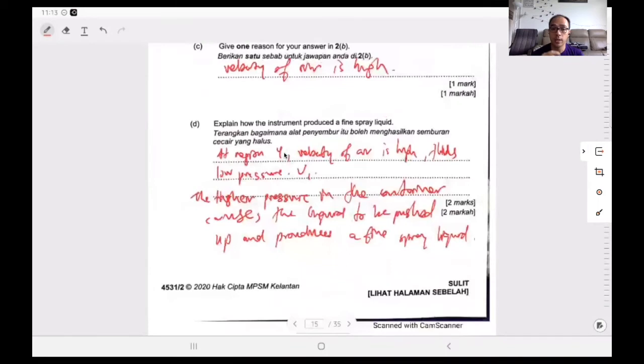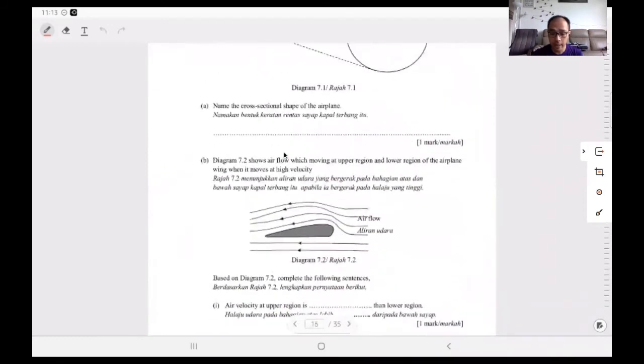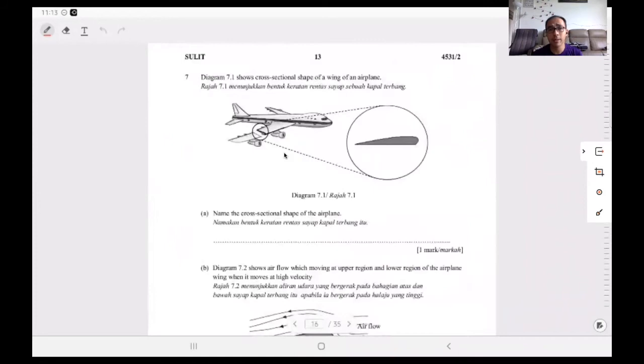All right, so this is Bernoulli's principle in Kelantan. So far we have looked at two important principles, Archimedes and Bernoulli, which seem to be very popular amongst the trial papers. Here's another one, which is also Bernoulli's principle. Name the cross-sectional shape of the aeroplane wing: it is aerofoil.